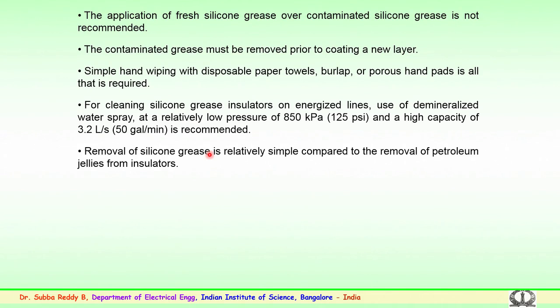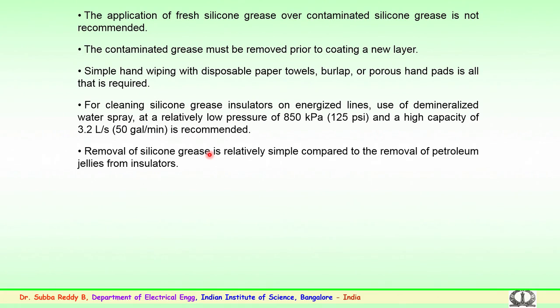And applying fresh silicon grease over the contaminated silicon grease is also not recommended, as the earlier contaminated grease must be removed prior to coating a new layer. This is an important point to be considered, in particular for coatings which are grease in nature.